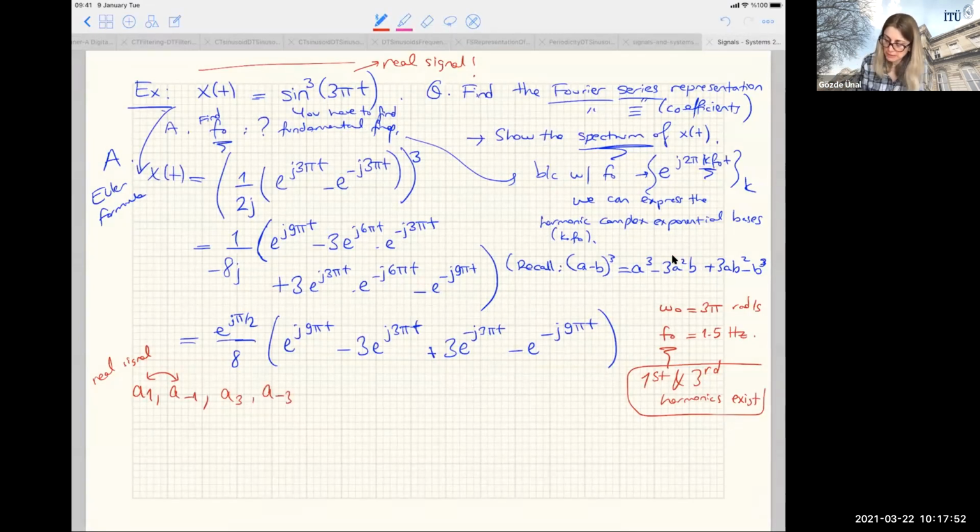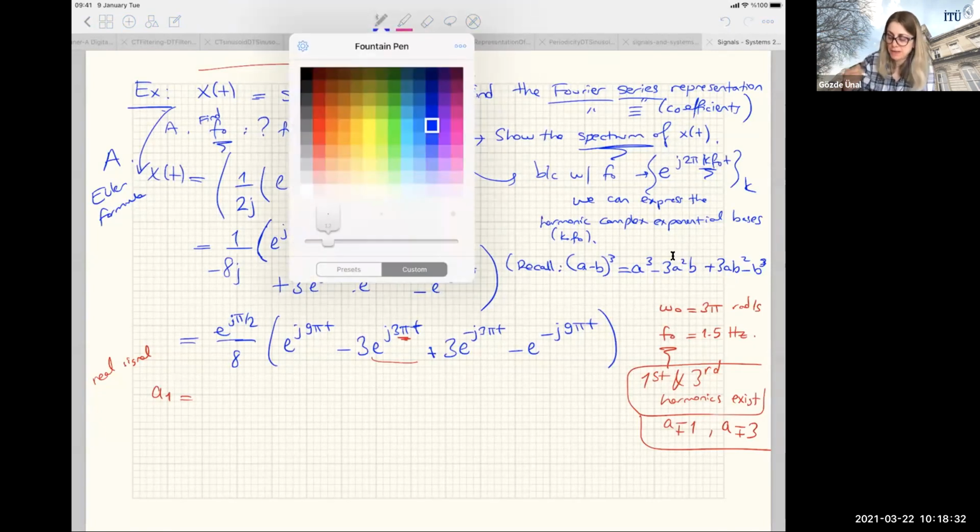So let's write those, guys. Actually, maybe let's even write them here. Sorry, guys. Here, let's say A1, A plus minus 1. We have A plus minus 1, A plus minus 3. We noted here. Let's write them here. A1. What is A1? You guys just find the corresponding term. This is that basis, right? E to the j 2 pi 1 times f0 t is that term. So I have really minus 3 over 8 e to the j pi over 2, but I don't like minuses there. So that's an e to the j pi for me.